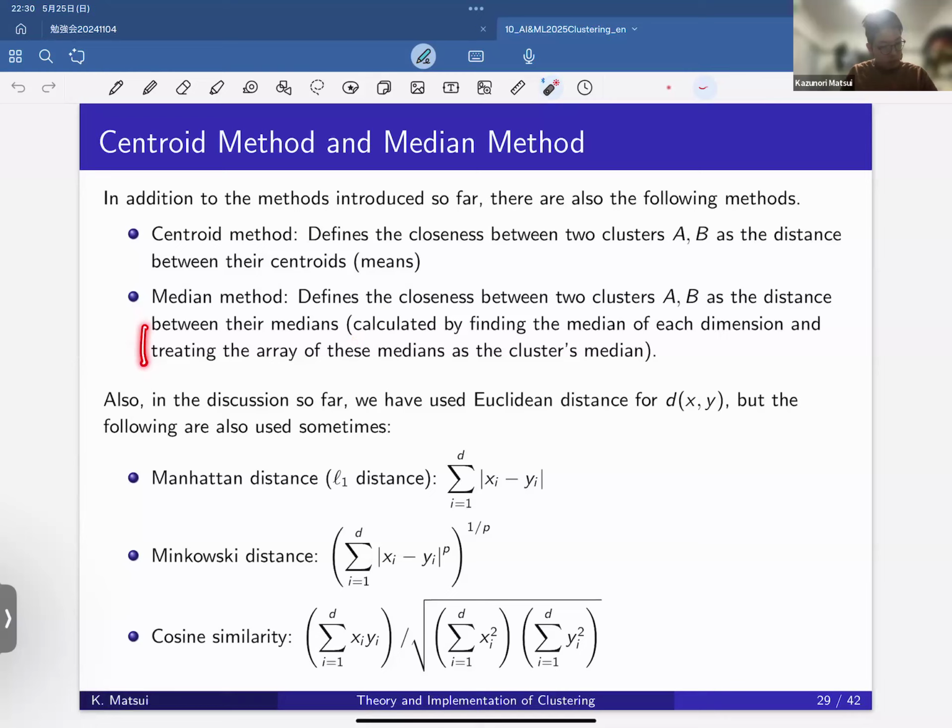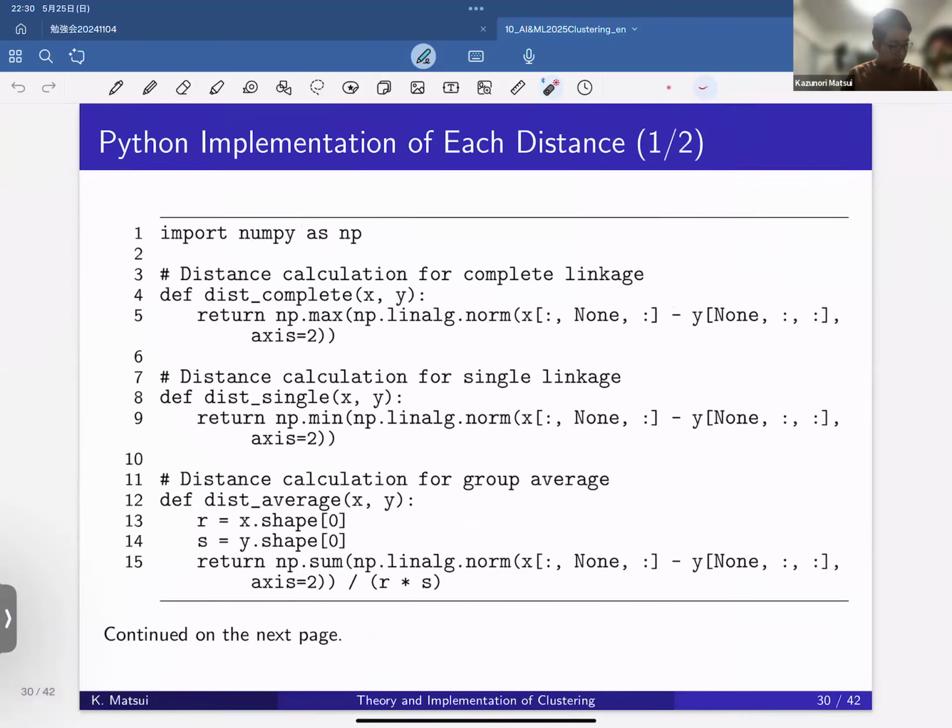We calculate the median of each dimension and treat the array of these medians as the cluster's median. Also, we have been using Euclidean distance as the distance, but we sometimes also use L1 distance, also called Manhattan distance, Minkowski distance, which generalizes these, and cosine similarity. Anyway, we are considering the case of Euclidean distance, but when we implement this in Python, it looks like this.